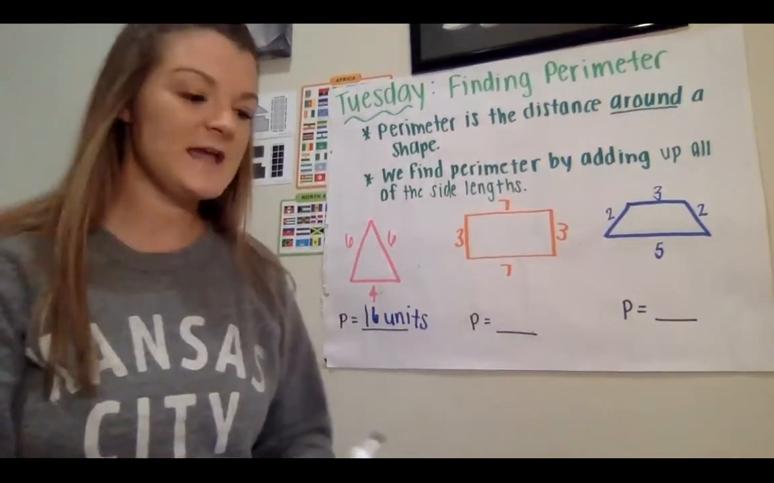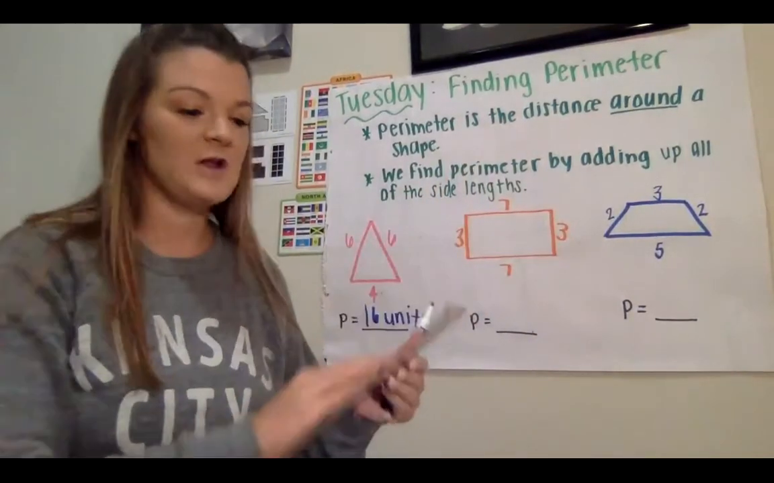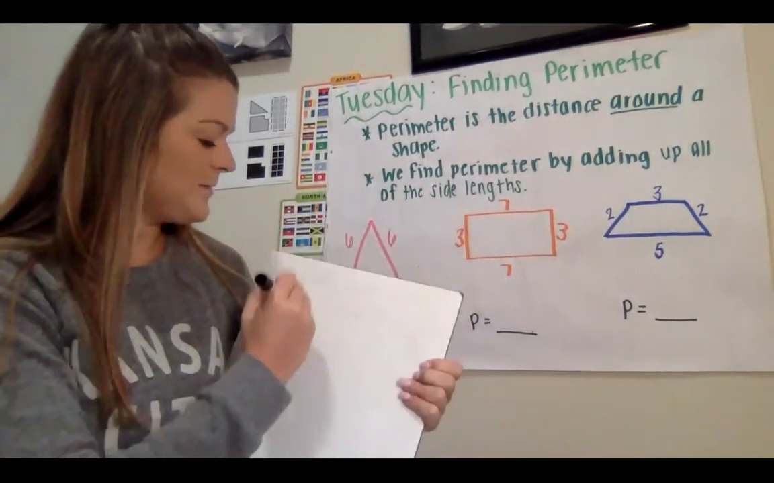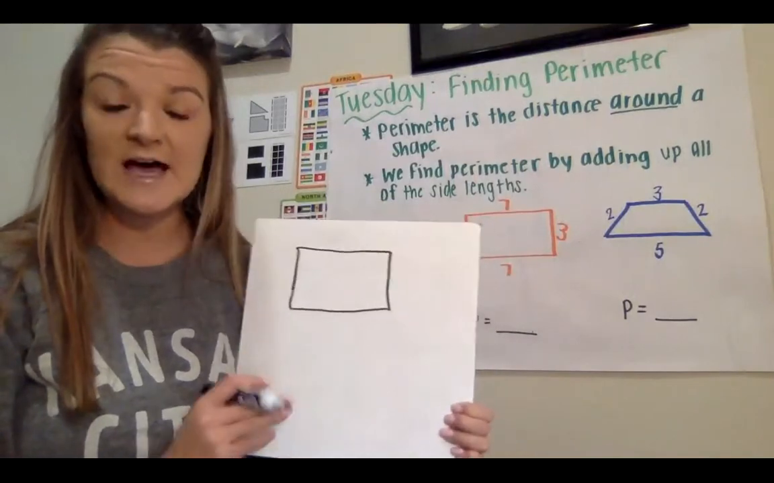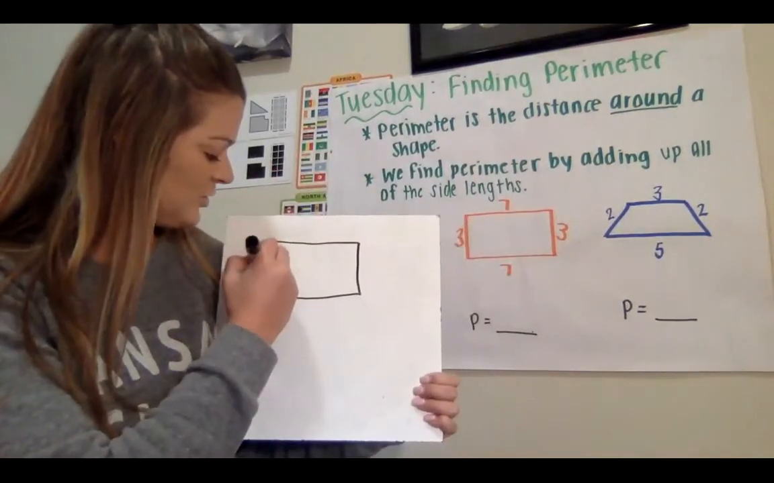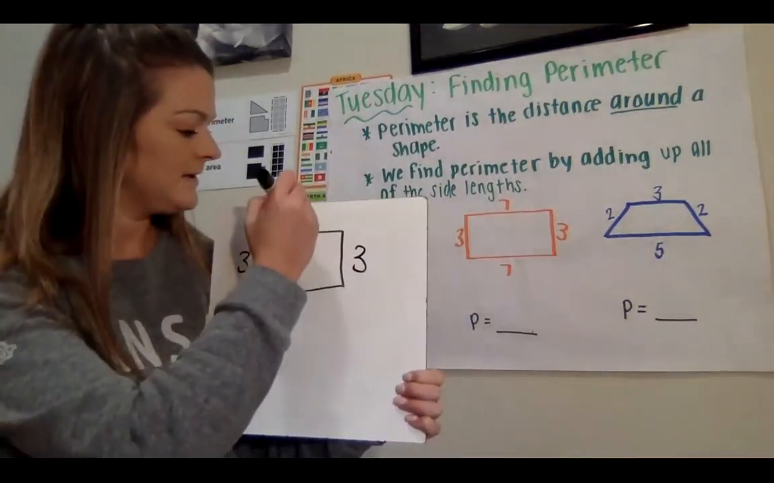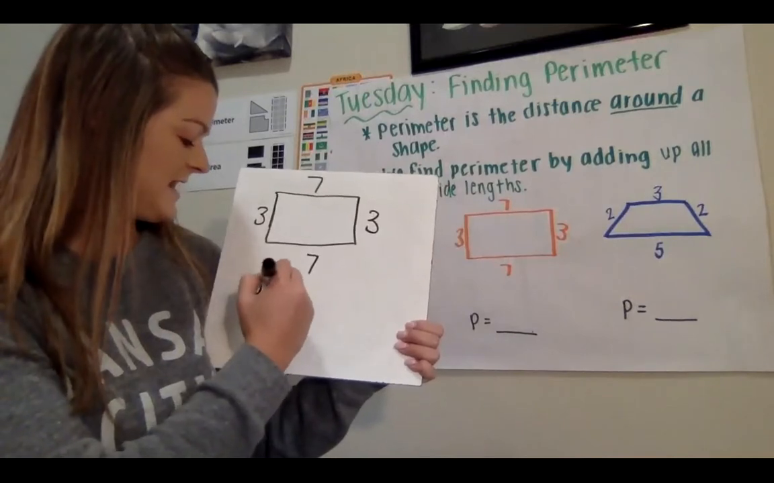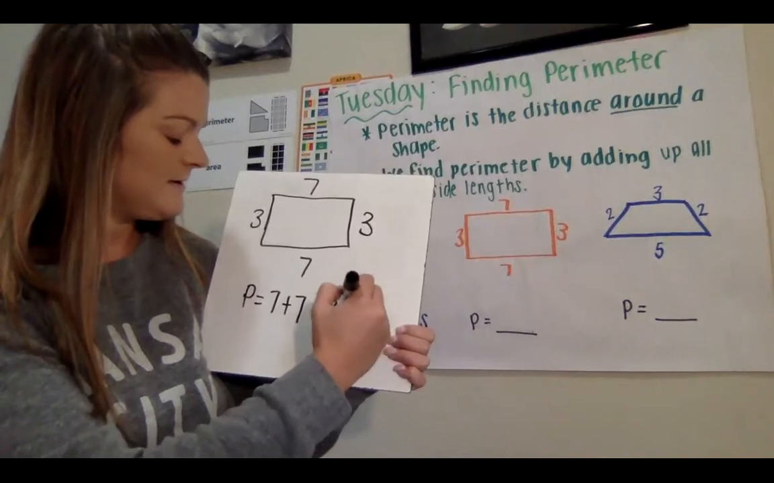Now let's try our next shape, our rectangle. Again, if you have paper in front of you, let's go ahead and draw this. I have a rectangle, and one property we know about rectangles is that opposite sides are equal. So if my short side is 3, opposite is also 3, top is 7, so my bottom is 7. And then I add 7 plus 7 plus 3 plus 3.